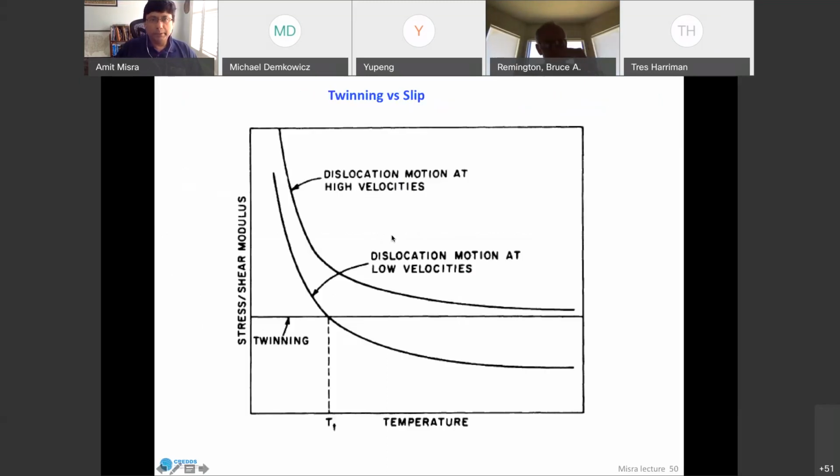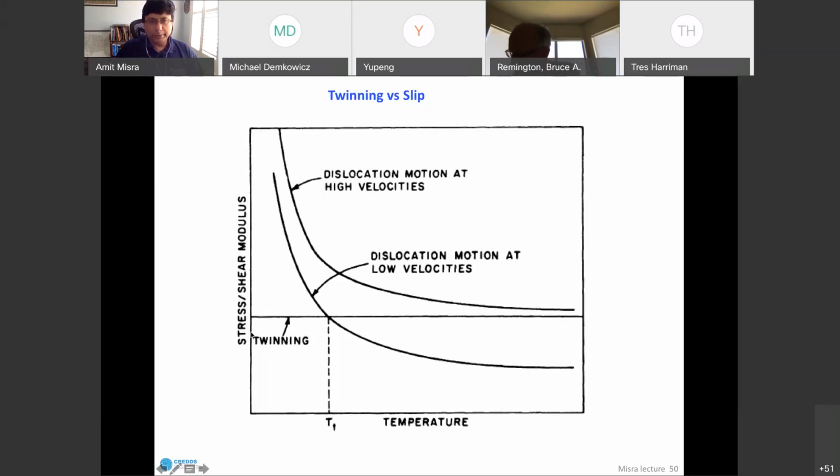A very simple schematic that is used to explain the balance between when you get twinning versus slip is shown here. This is stress normalized with shear modulus as a function of temperature. And you see the temperature dependent flow stress that we talked about in this lecture at low strain rates.